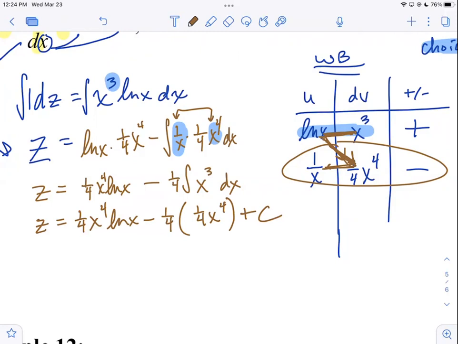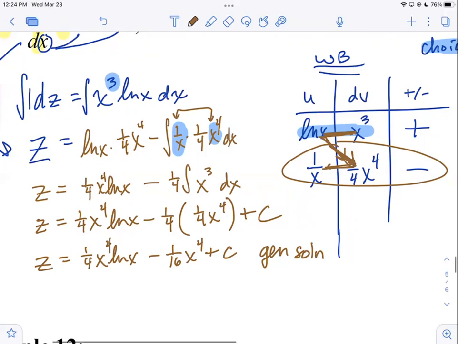And of course, then you can simplify it to 1/4 x to the 4th, natural log of x, minus 1/16 x to the 4th plus c. And this is called now your general solution, right? Your general solution. How do I find the particular solution? I have to plug in the point.